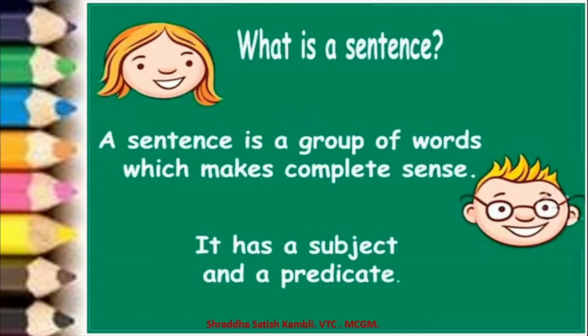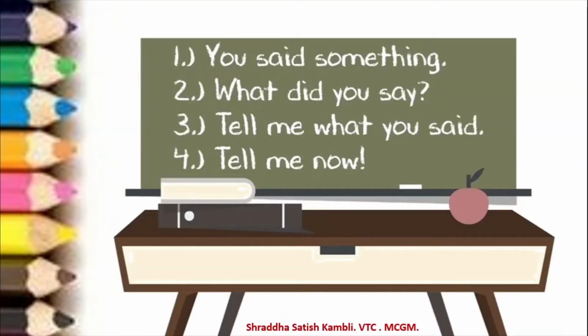One, it is a group of words. Two, it is a group of words which makes complete sense. Okay? And a sentence has usually got two parts, a subject and a predicate. So this is the basic knowledge that we have about sentences. Now, the exercise that we have today talks about types of sentences. Before that, let us look at some examples of sentences.